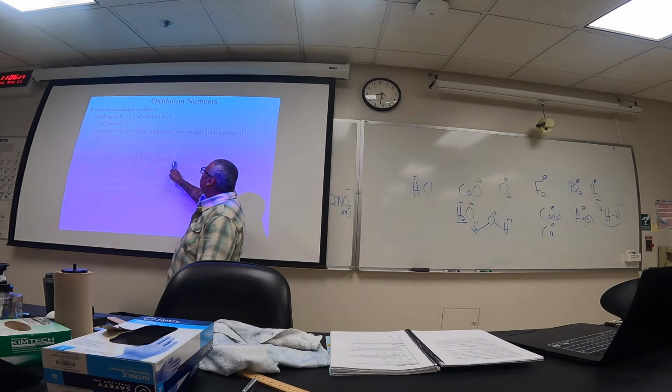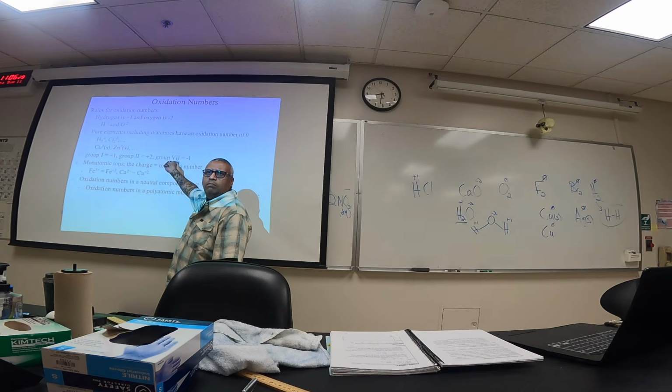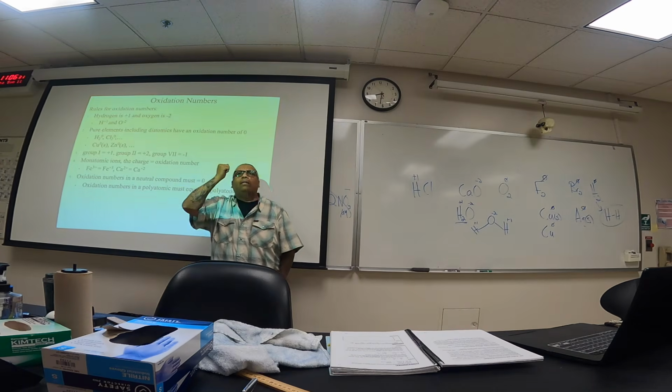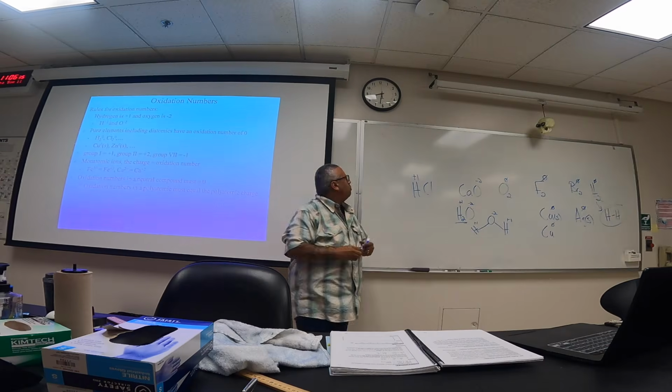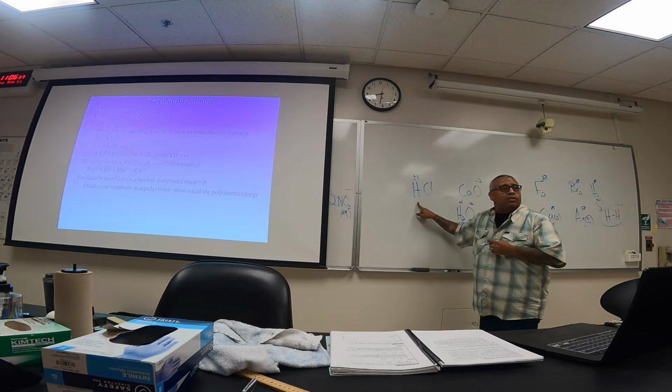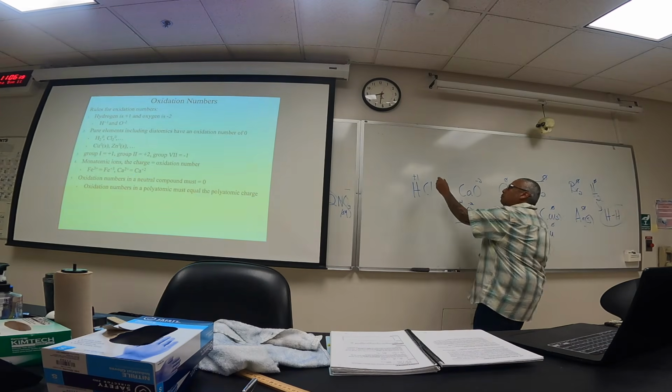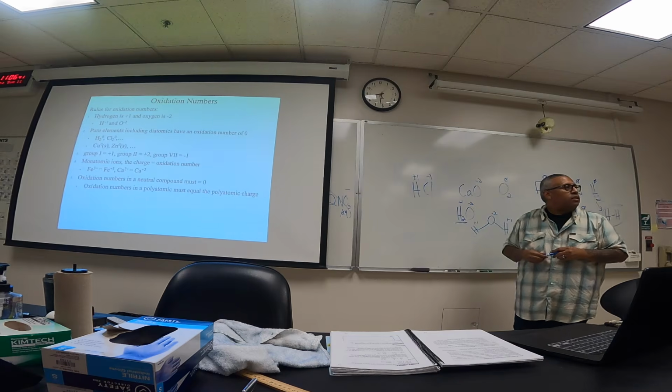But group 7 is our halogens. Fluoride, chloride, bromide, iodide, right? Those are always going to be minus 1. So here, plus 1, chloride would be minus 1 because it's in group 7.